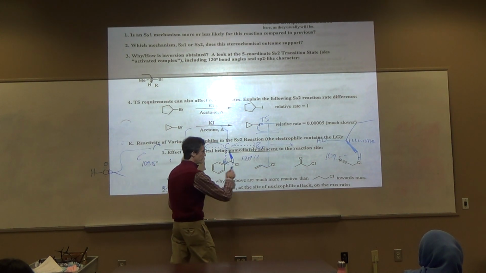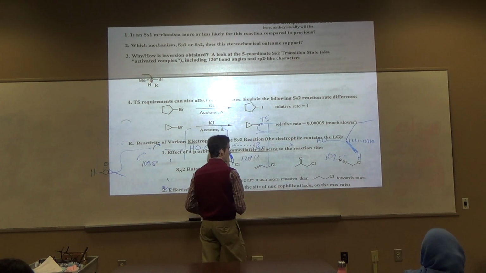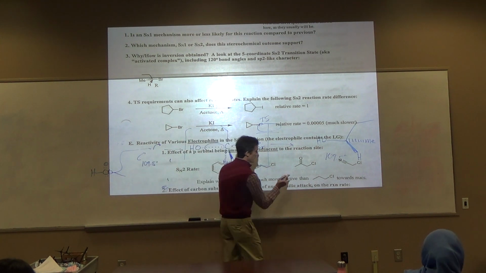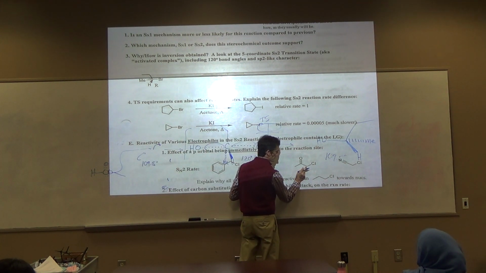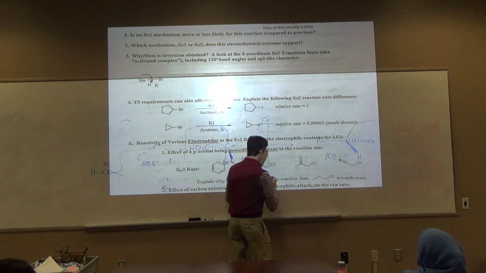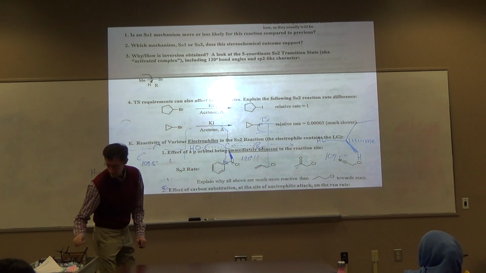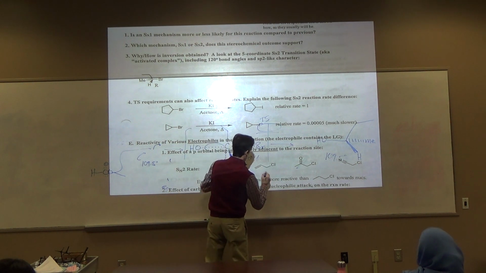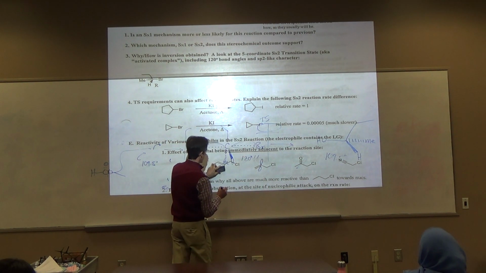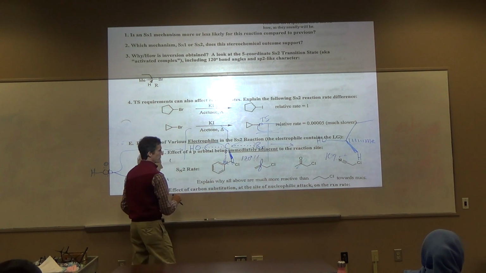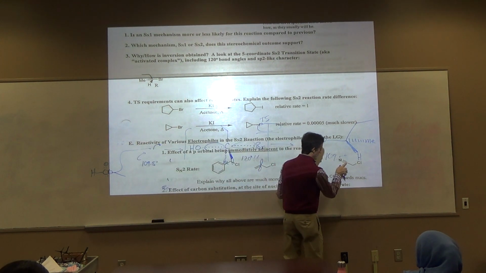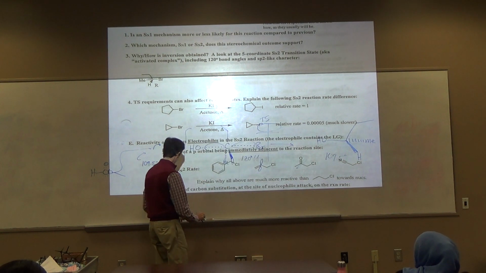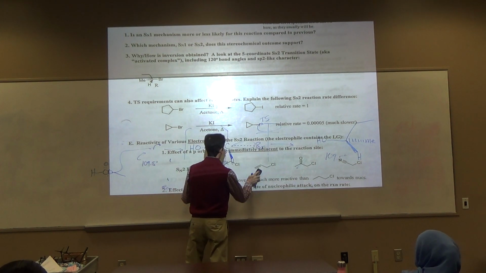Okay, what all these four have in common that this one doesn't have is a p orbital next door. This is the carbon that gets attacked. There's a p orbital next door. Two p orbitals next door. Only one of them really matters. Okay? Now, right here.